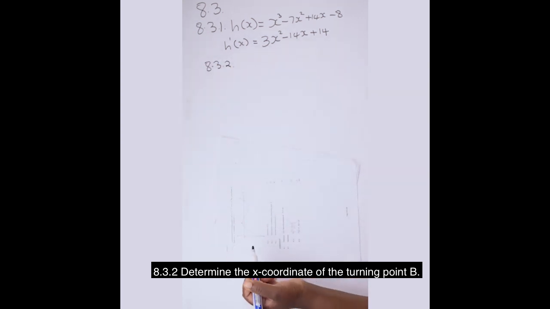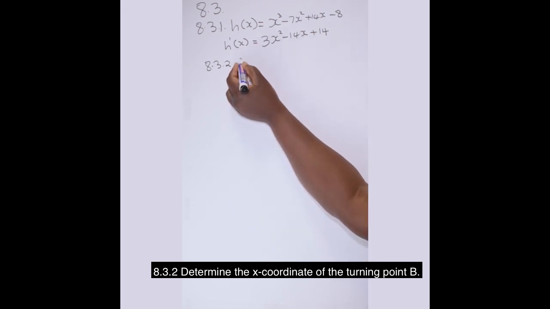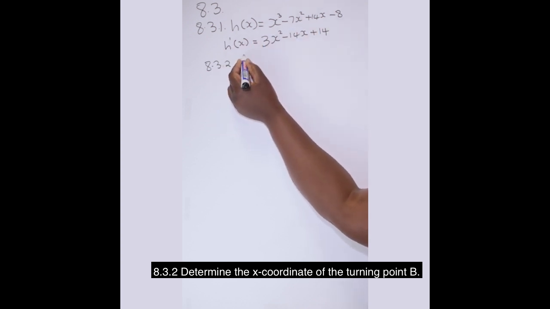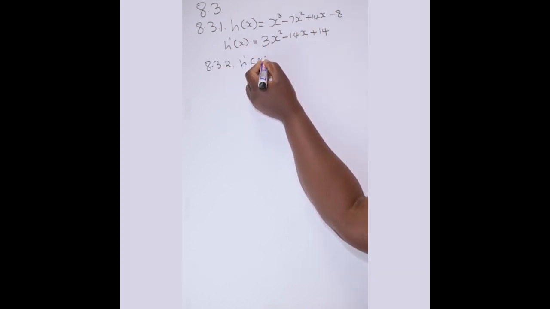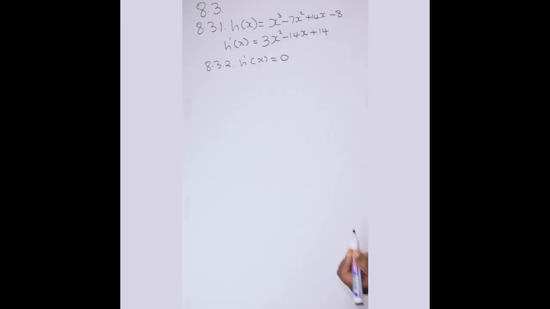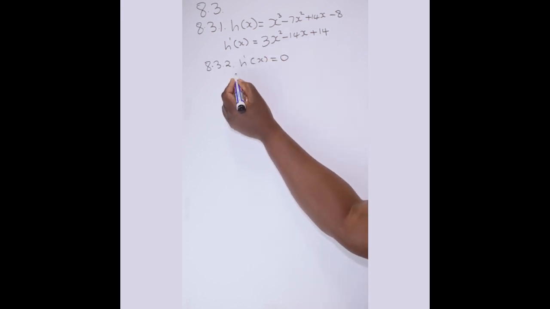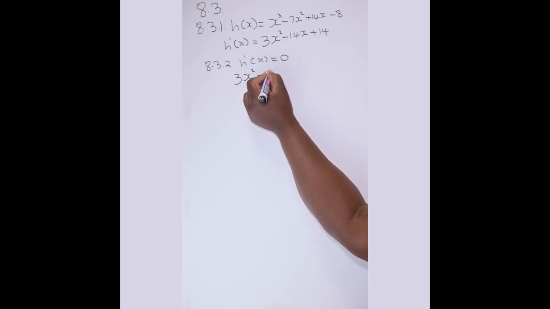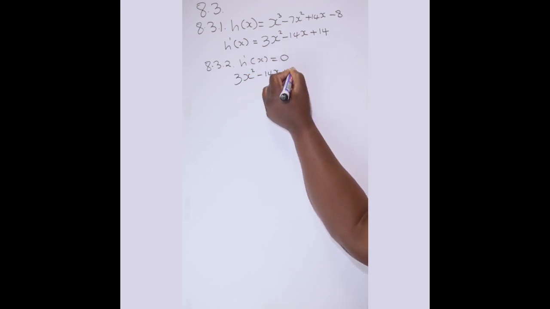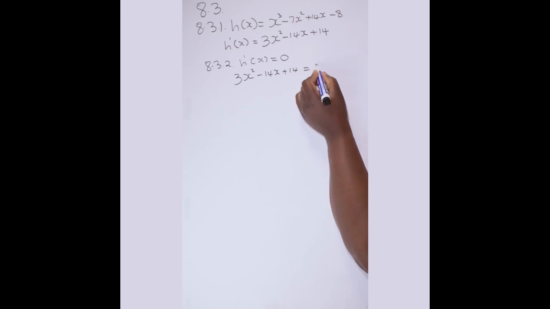In 8.3.2, what they wanted you to do there is to determine the x coordinate of the turning point at B. Folks, remember, to find the turning point, you have to put your first derivative as 0, because that is your gradient. At a turning point, the gradient is always equal to 0. So let's solve for x then. 3x squared minus 14x plus 14 equals 0.